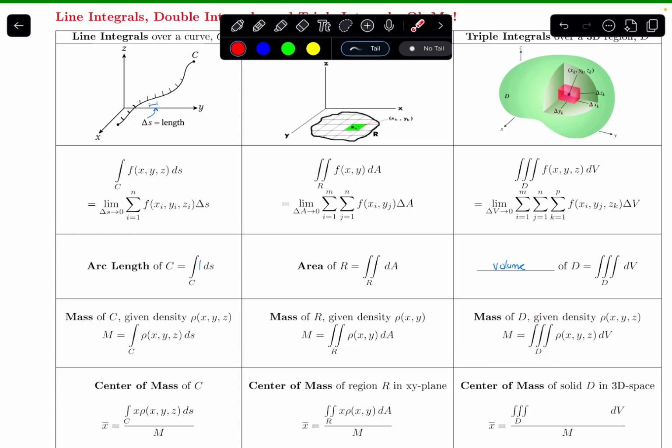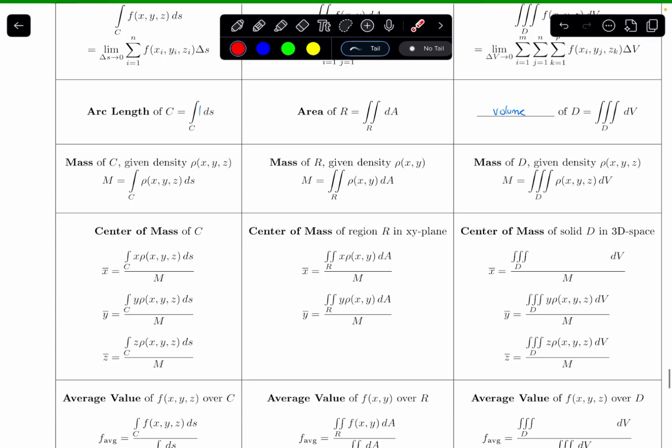There are very similar formulas for the center of mass. Remember that if I want to get the x-coordinate of my center of mass, I'm going to need an integral, depending on what type of object I'm dealing with. So now I have a solid object D in 3D space. So I'm going to need to take a triple integral where I integrate x times the density function, rho of x comma y comma z. And then this whole thing gets divided by the mass, being the triple integral of density. And then all that changes for the y and z coordinates is you change this x here either to a y or to a z.